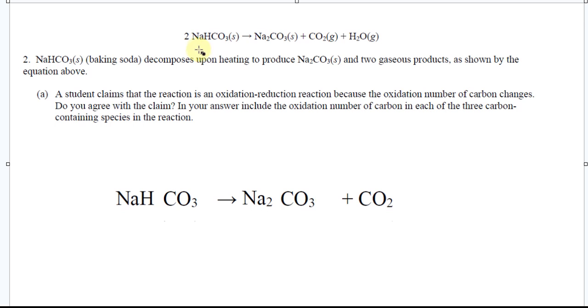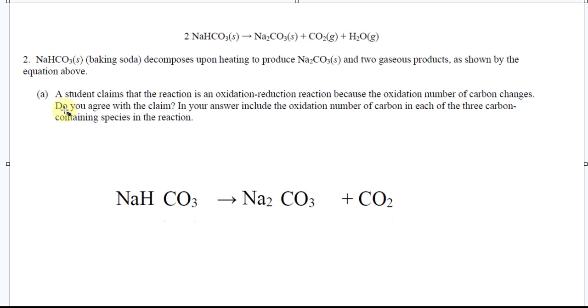They give us a reaction, one that you should be acquainted with. We've got some sodium bicarbonate, which decomposes on heating to produce sodium carbonate and 2 gaseous products, carbon dioxide and water. They give us the equation.